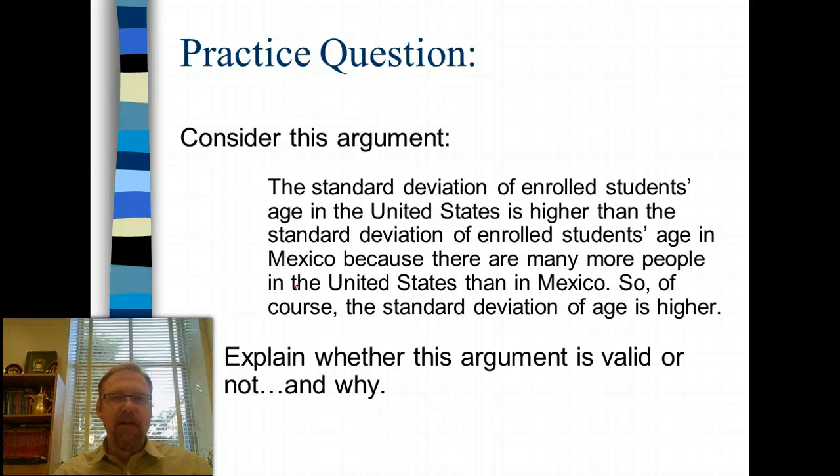How about another one? Consider this argument. The standard deviation of enrolled students' age in the United States is higher than the standard deviation of enrolled students' age in Mexico because there are many more people in the United States than in Mexico. So of course the standard deviation of age is higher. Well, is that a valid argument? Is that true? Is it not true? And why?